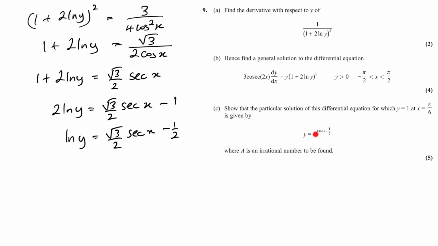Sec x minus half, and that a is in front. And apologies, this one should be over 4, shouldn't it? Because I've divided by 2. Now I just need to rewrite this. So it's going to come y equals e to the root 3 over 4 sec x minus 1 half. And there we have it, where a is root 3 over 4.